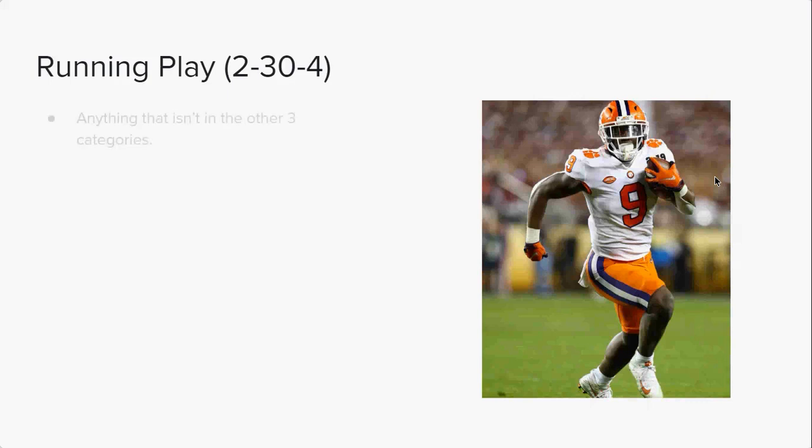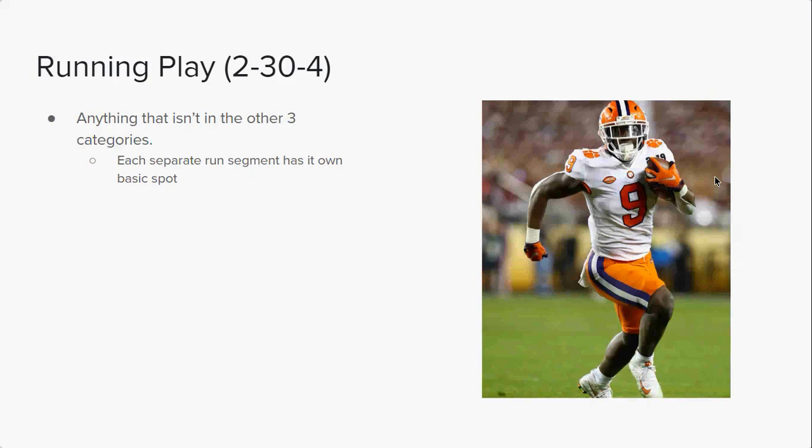And now we'll talk about running plays. Running plays are basically anything that doesn't fit into the other three categories. It's also important to note here that each separate run segment has its own basic spot. So a run segment is, I have the ball, I'm running with the ball.